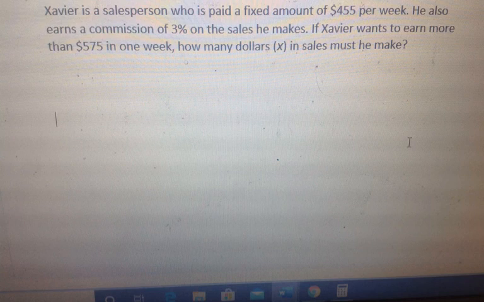Xavier is a salesperson who is paid a fixed amount of $455 per week. He also earns a commission of 3% on sales he makes. If Xavier wants to earn more than $575 in 1 week, how many dollars x in sales must he make?